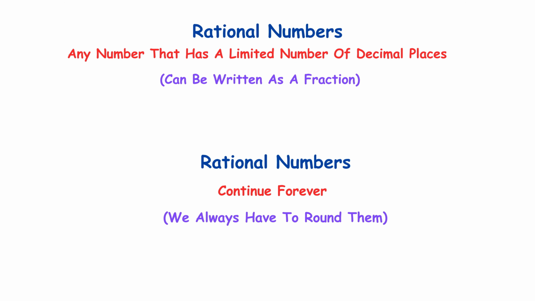So to wrap this all up, we can say that a rational number is any number that has a finite number of decimal places or has a repeating decimal pattern and can always be written as a fraction made from two integers. Irrational numbers, on the other hand, never repeat and never end, and they cannot be written neatly as a fraction. So whenever we want to write them down, we always have to round them to a certain number of digits because we can never capture their full value.